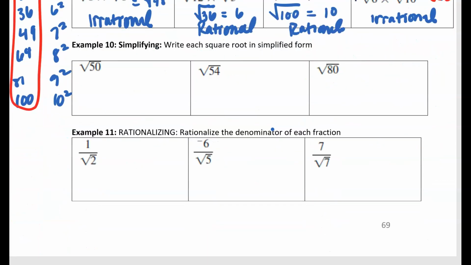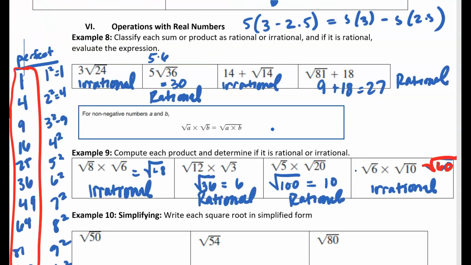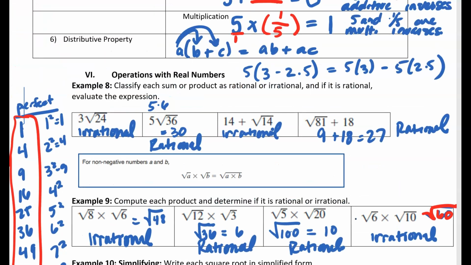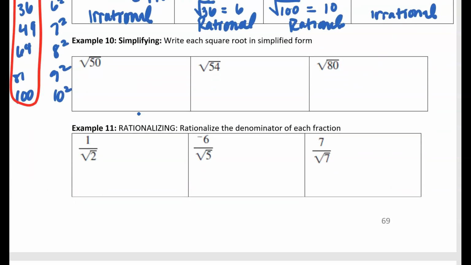Okay, so example 10, simplifying. Write each square root in a simplified form. So we really got to pay attention to the directions, because notice in example 8, for example, we were classifying as rational or irrational. We didn't simplify these. In example 10, we're asked to simplify. So what does that mean?